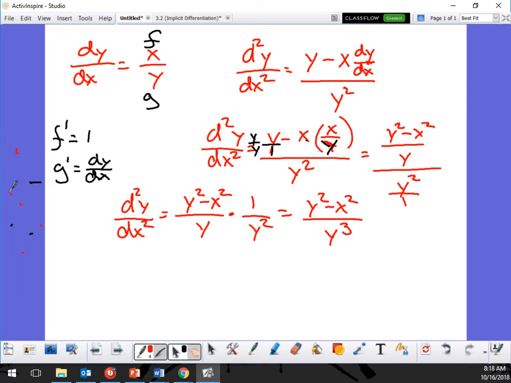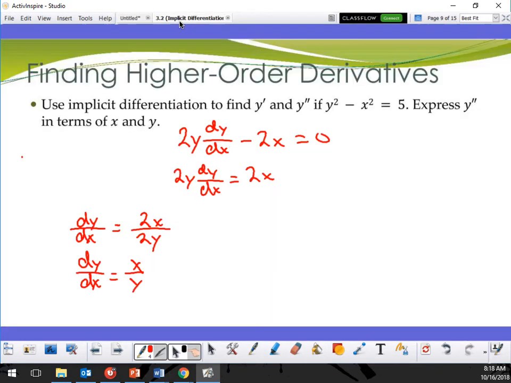Not too bad, right? The algebra is probably where it gets most people. The calculus concept is actually the easy part. The algebra is what kills most people here. All right, so we get that.